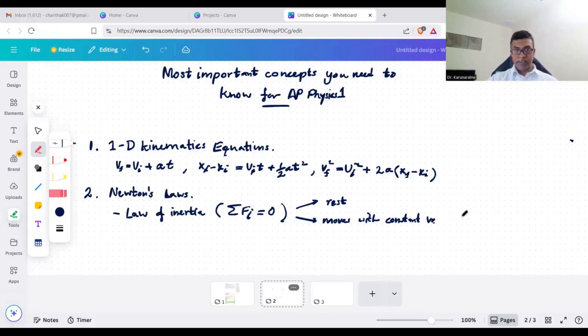As you can see, I'm just stating these key concepts so that you prepare yourself when you study AP Physics 1. These are the concepts that you really need to know in order to succeed in this course. And I told you there are three laws for Newton's laws. Then the second one is the law of acceleration.